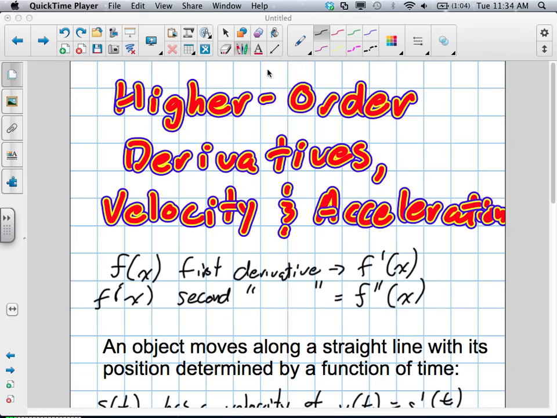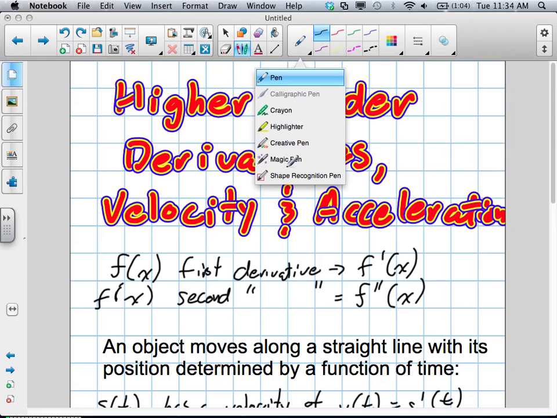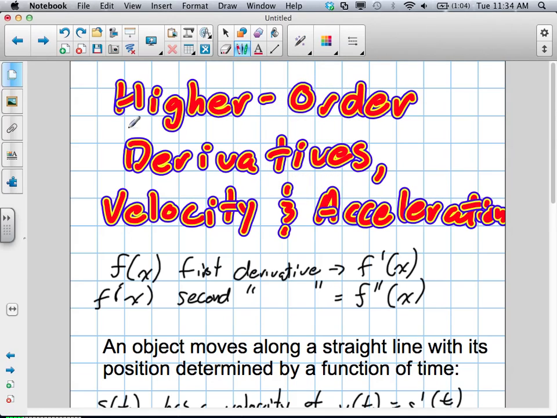Okay, we're going to go over higher order derivatives, velocity, and acceleration. We might get into one example, but really we're just going to talk about the theory of it. Okay? Higher order derivatives. All that is finding a derivative of a derivative. And the higher order can go on and on. We're really just going to focus on second derivatives.